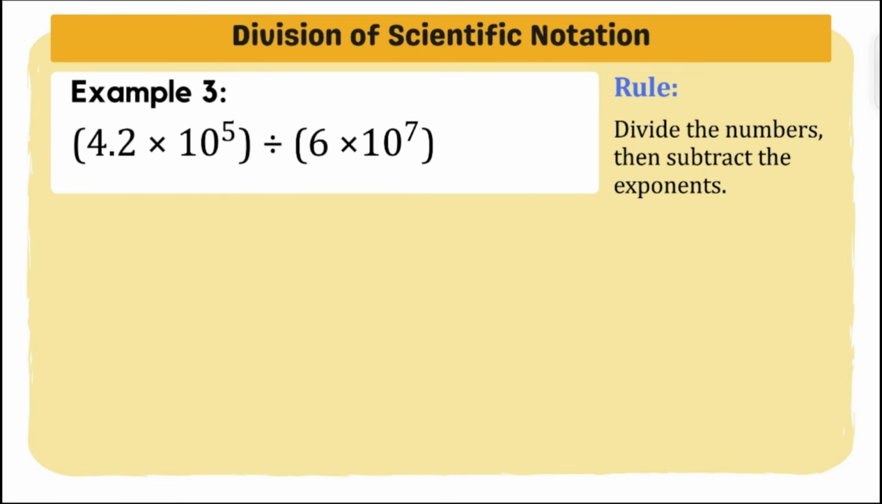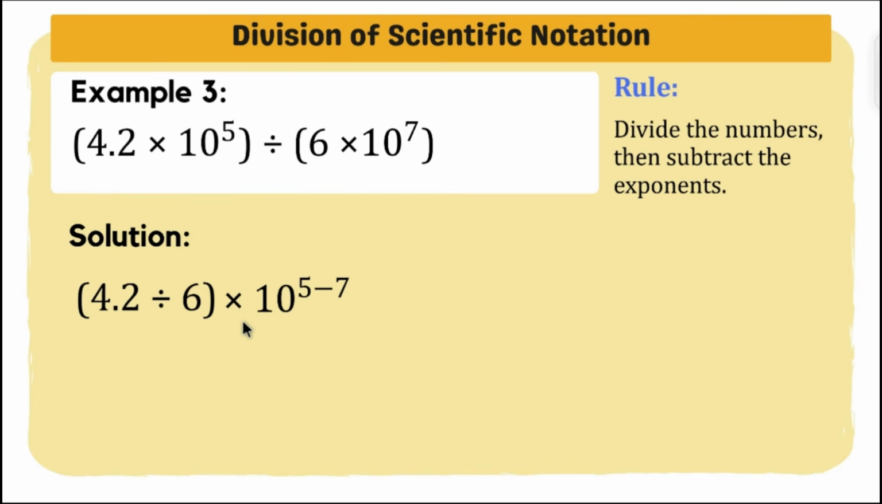Okay, for our last example, we have here 4.2 times 10 raised to 5 divided by 6 times 10 raised to 7. So again, i-divide lang po natin yung mga numbers. 4.2 divided by 6. Next, yung ating exponent, isusubtract po lang po natin siya. So 5 minus 7. So times 10 raised to 5 minus 7. 4.2 divided by 6, the answer is 0.7. And then 5 minus 7, the answer is negative 2.